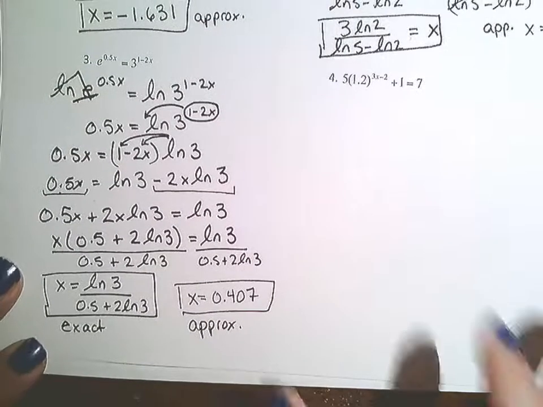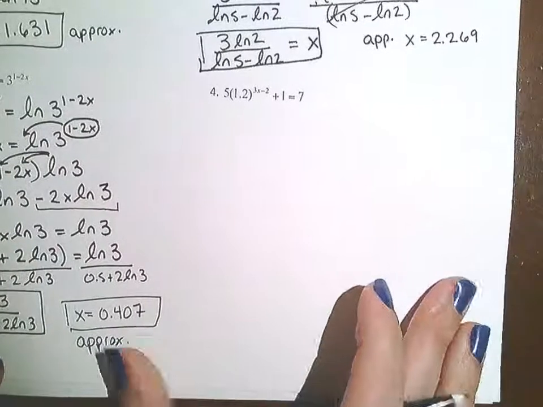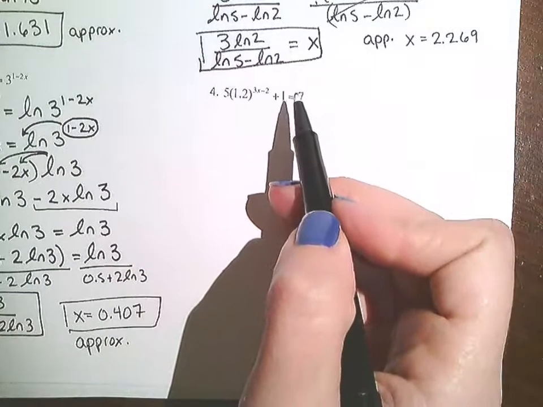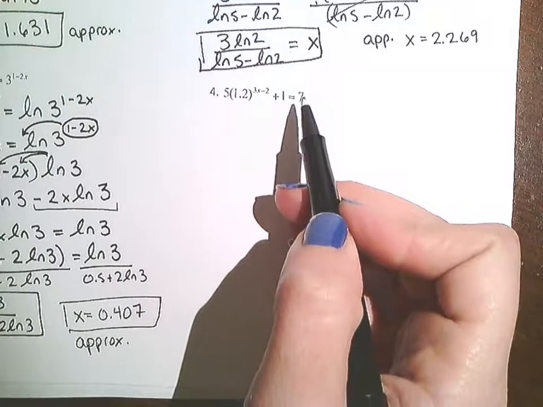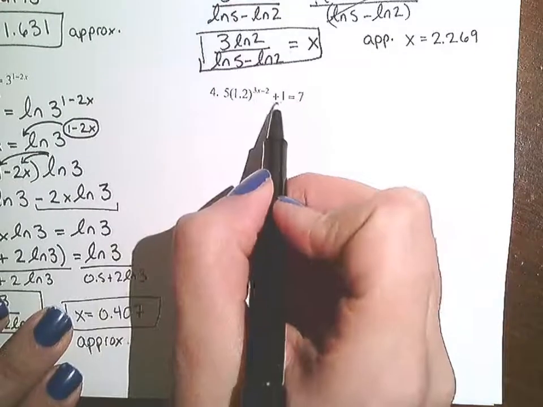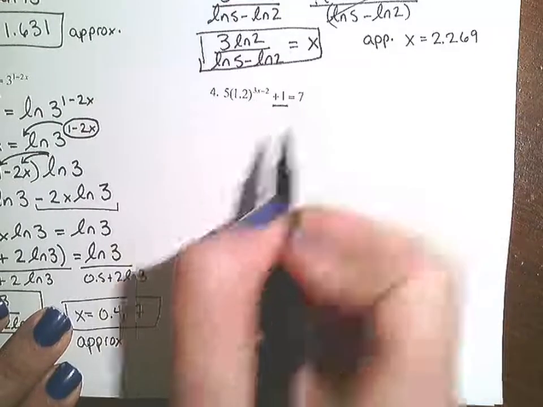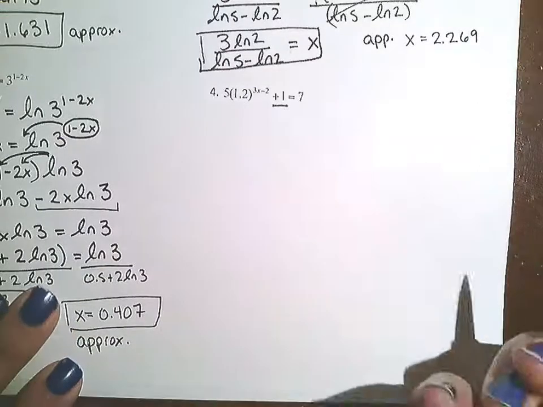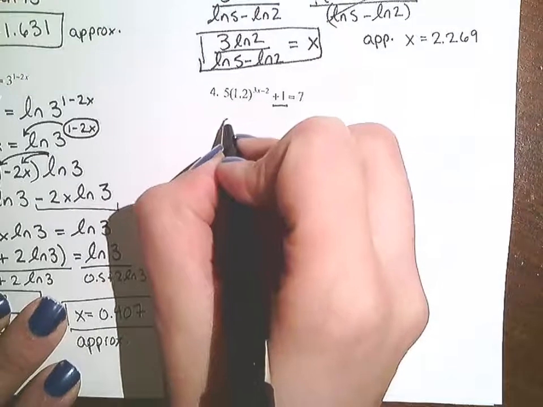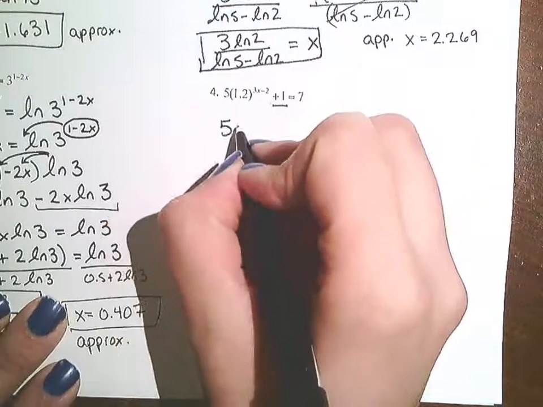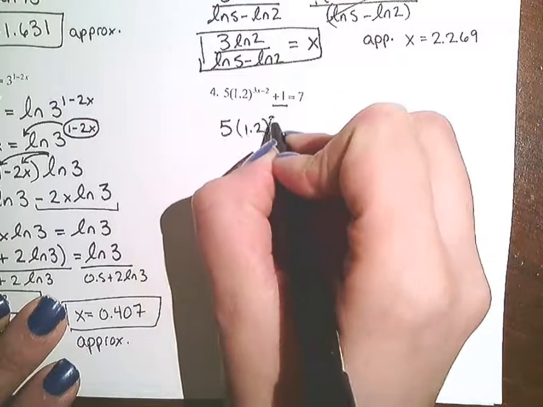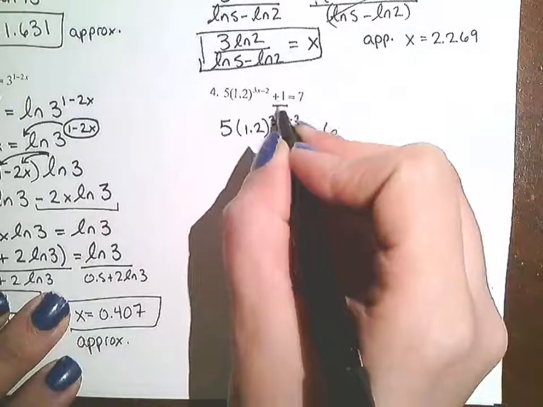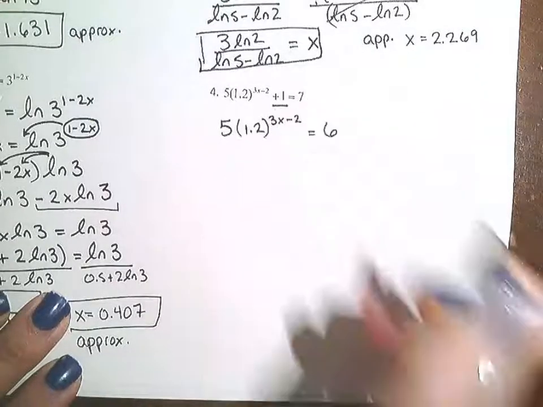Okay, moving on to number 4. Number 4 is a little bit funkier, but shouldn't be that much harder. The first thing we got to do is get rid of this 1, because I can just move it over and make this guy a 6. So that's what I'm going to do. I'm going to do 5 times 1.2 raised to 3x minus 2 equals 6. I just moved over this 1, subtract 1, subtract 1.